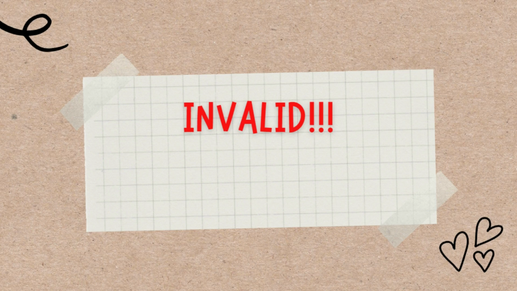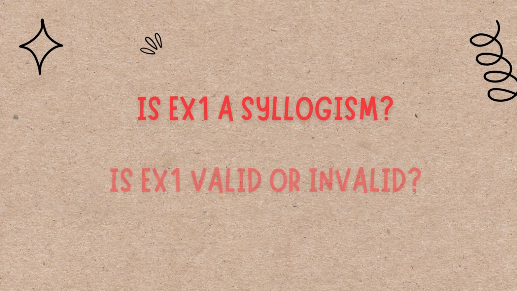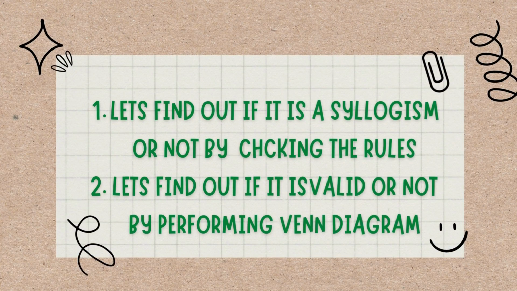Let's take a look at example 2. Here, no heroes are cowards, some soldiers are cowards. Therefore, some soldiers are not heroes is the second example. First, we need to find whether it is a syllogism or not. Then, if it is a syllogism, we need to find out whether it is valid or invalid. How to find the syllogism? We will be finding it by rules. Whereas, to find out if it is valid or not, we will be using the Venn diagram.